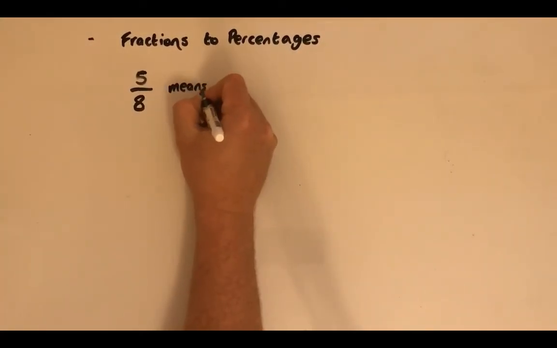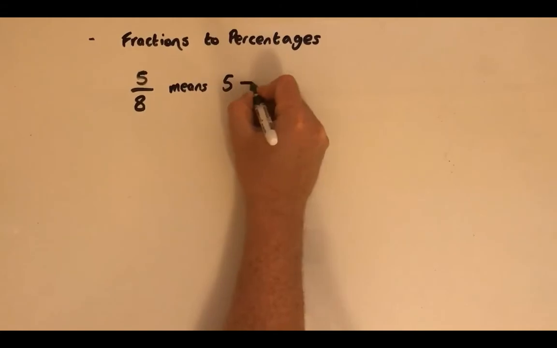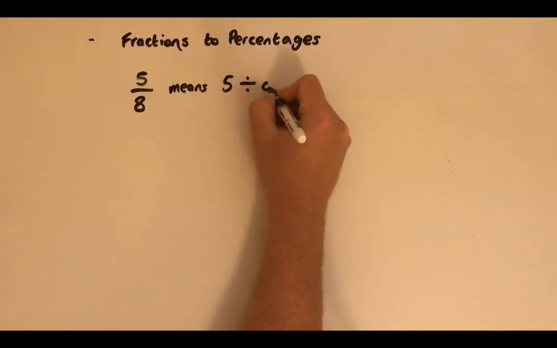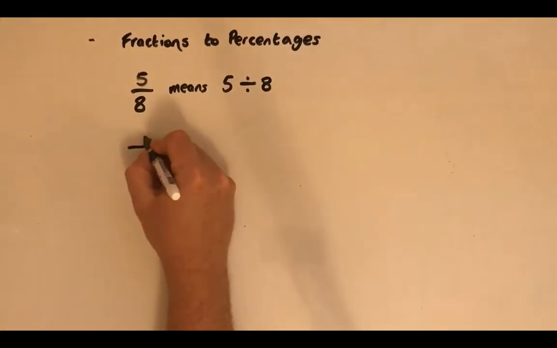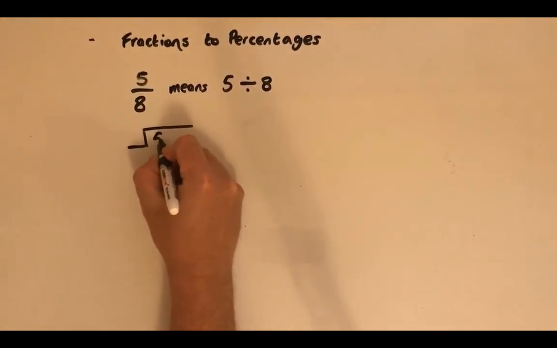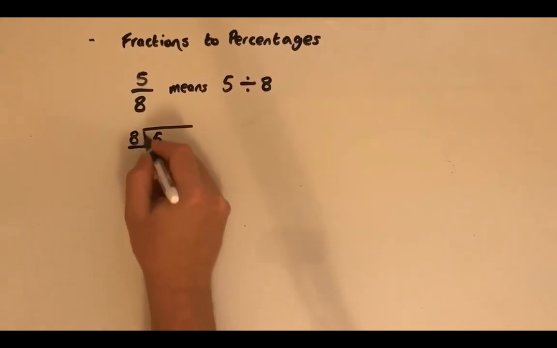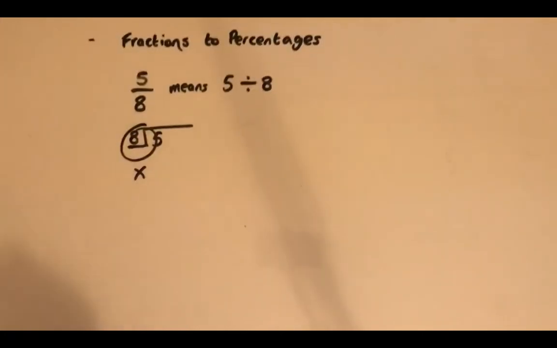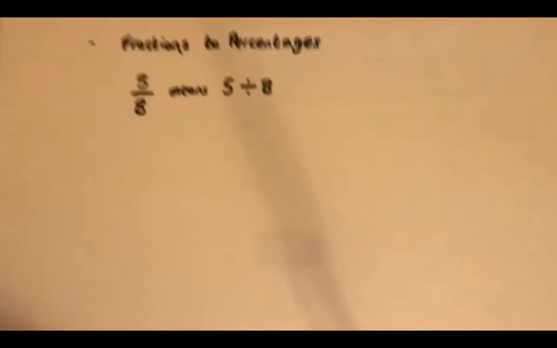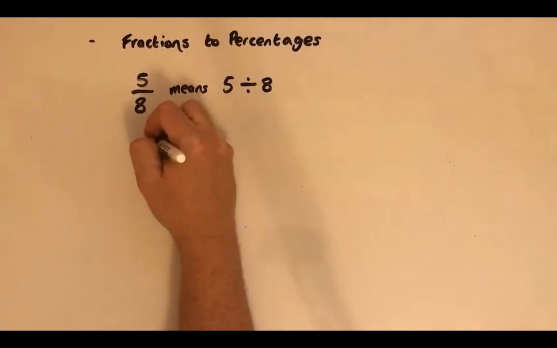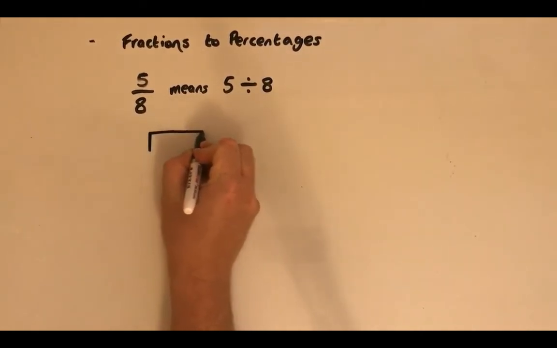Now let's look at another way of doing this. 5/8 means 5 divided by 8. So we go to a division sum. And I'm going to be quite specific here in how we do this. We're not going to draw that line under the 8. We're going to relate this to our area modelling. So here, we are reverse area modelling.